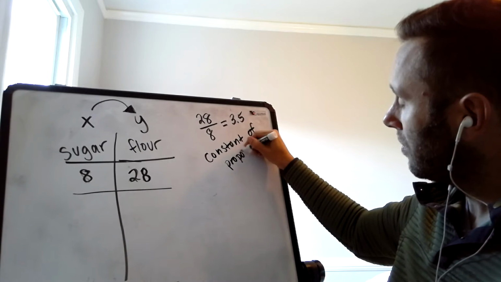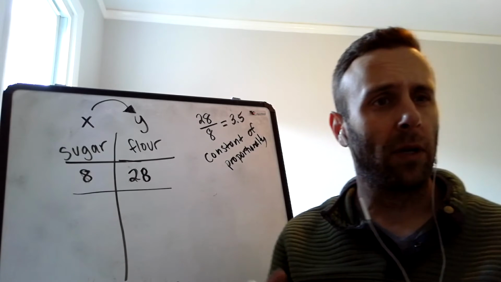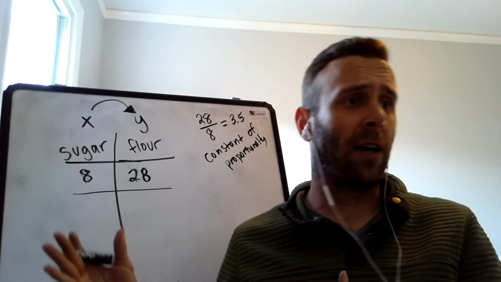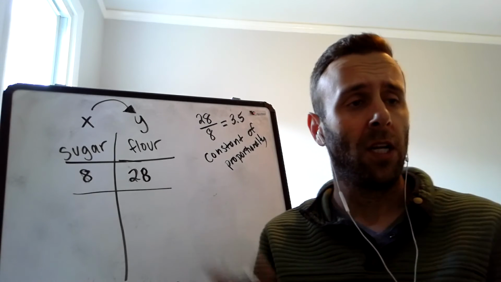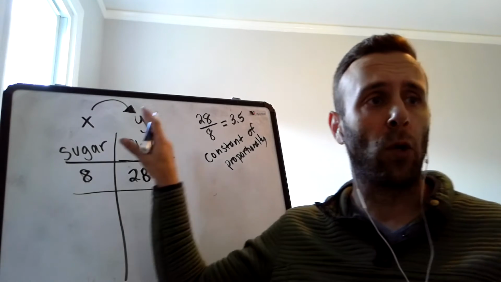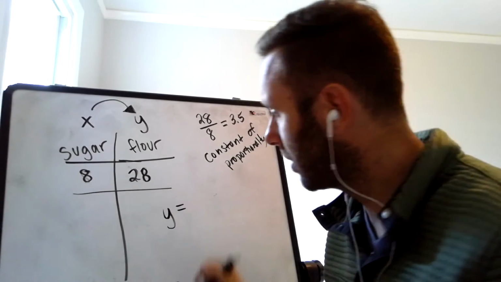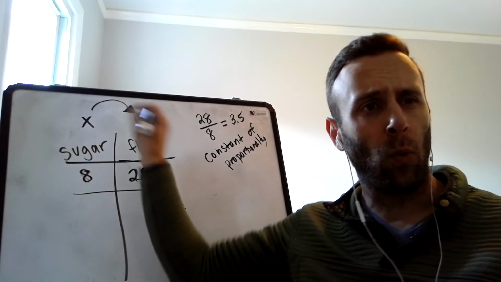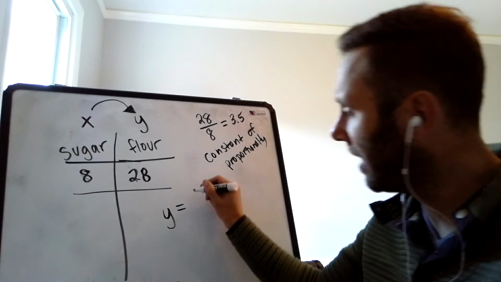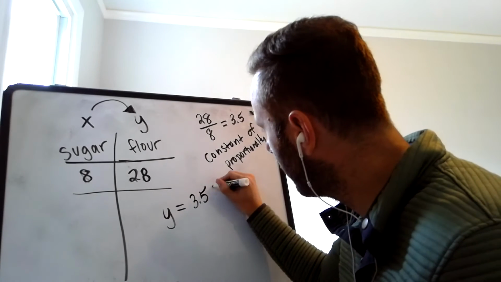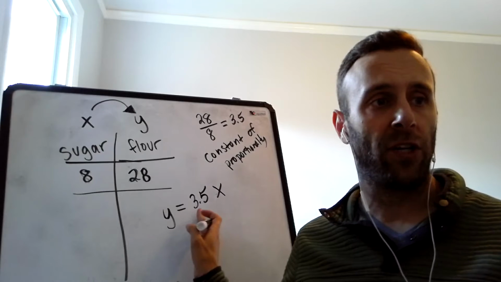Now, remember, we got that from doing 28 divided by 8. Now, if I gave you other x's, you could easily find the flour because you could use an equation now, because now we know what's being done. So if you want to write an equation, remember, we always take whatever we're going to get to y. So I write y equals, whatever you're going to. And then I'm going to say, well, what are you doing to x? Well, we're multiplying by the constant of proportionality. So the way you write that is y equals 3.5x.